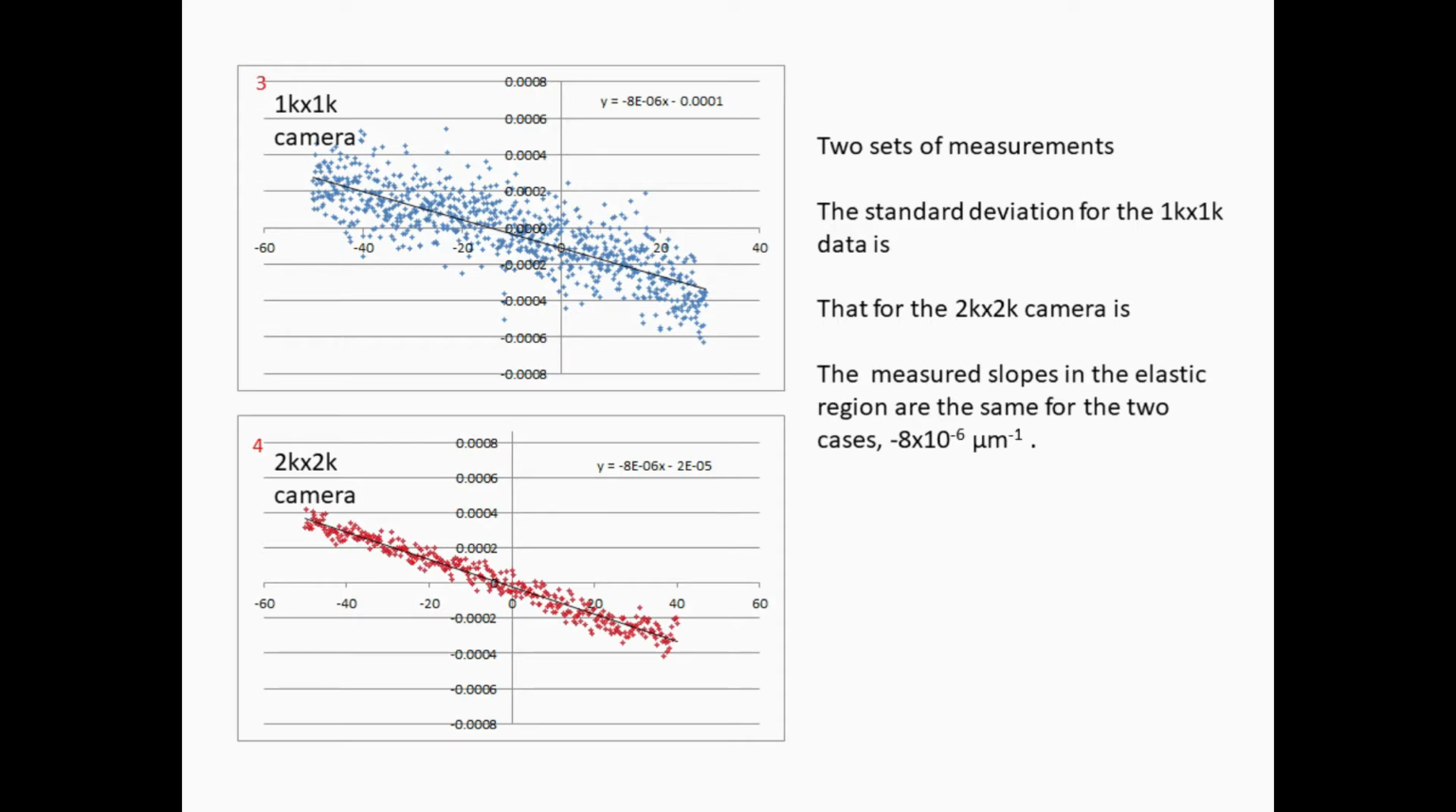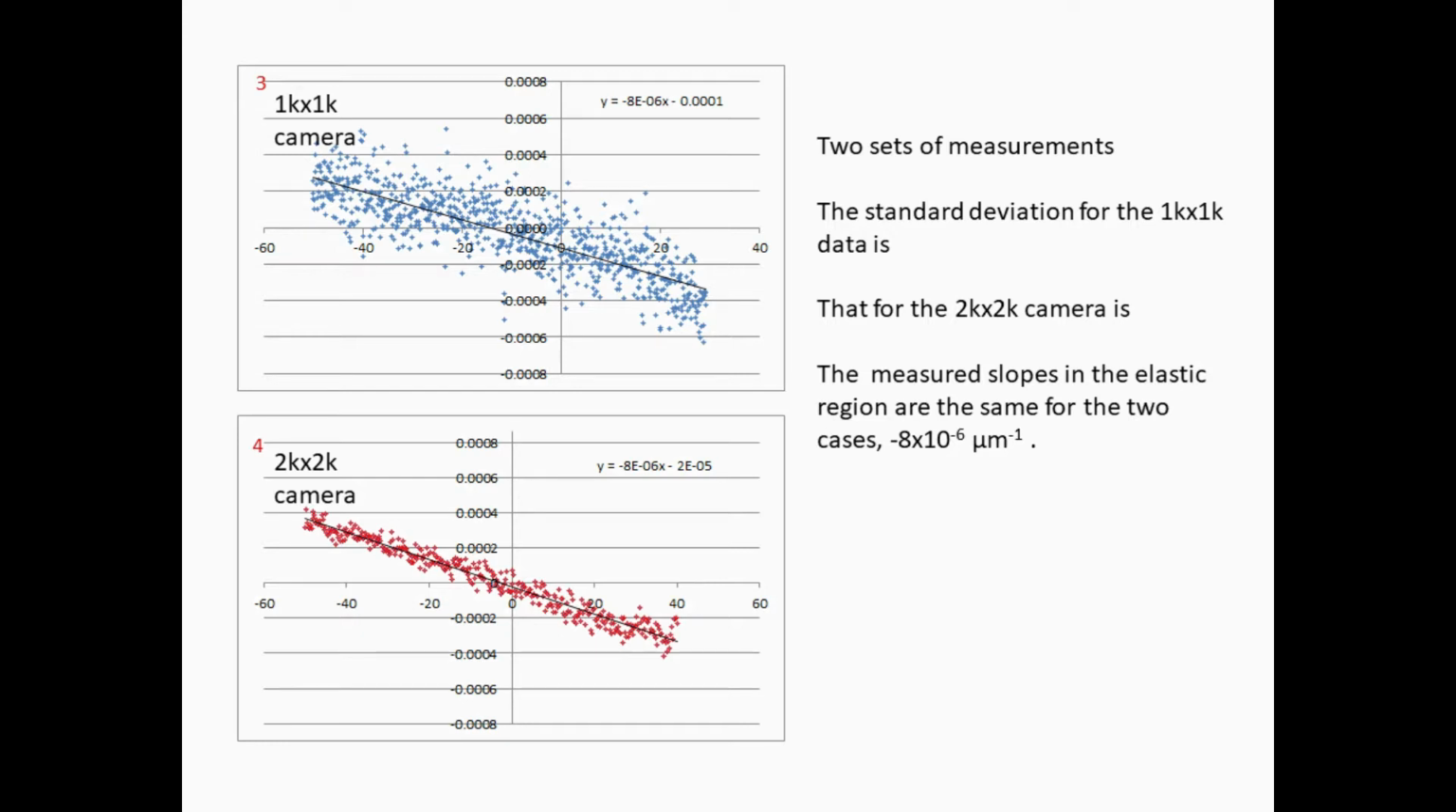That's 2 parts in 10,000. That's a strain of 2 parts in 10,000. It goes up to a maximum 4 parts in 10,000. The lower one shows the identical specimen measured in a different microscope, but using a 2K by 2K camera. And then we see exactly the same data, but the noise is much, much lower, illustrating the advantage of using a 2K by 2K camera as to a 1K by 1K camera.